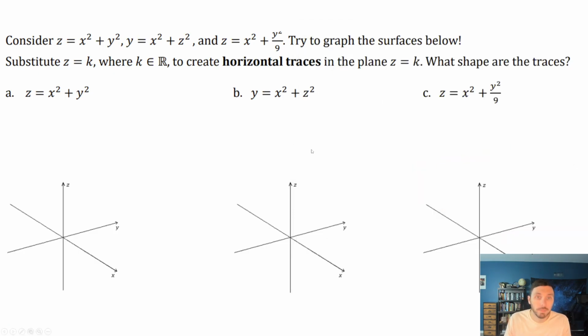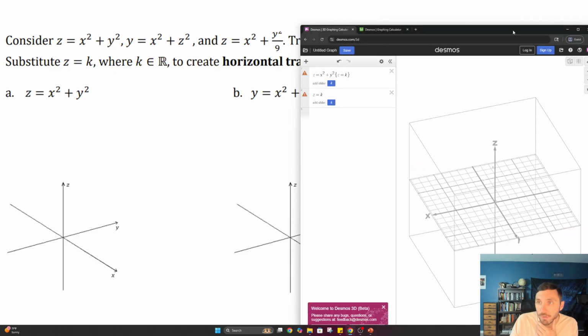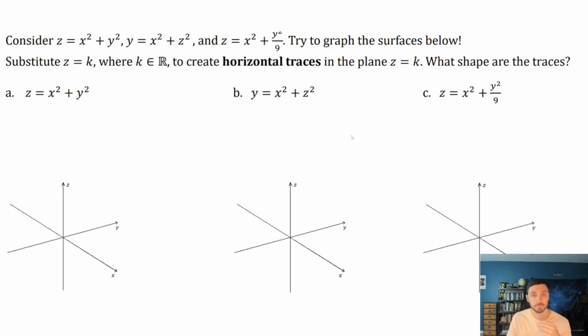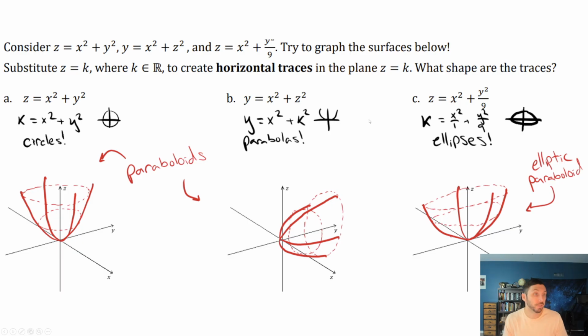Now do the same thing for B and C and see what shapes you get for those. 3, 2, 1. All right, so yes, you get paraboloids for A and B. For C, you get a paraboloid, but it's a specific kind. It's not a circular paraboloid, it's an elliptic paraboloid. And that's because each of the perfectly horizontal slices, parallel to the xy plane, is going to create ellipses on those planes.